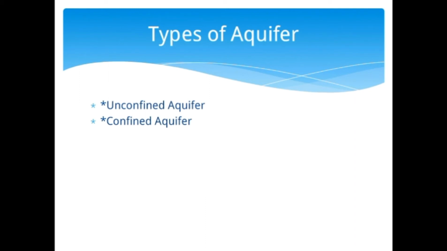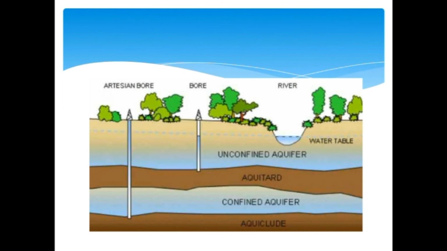So, we have two types of aquifer, which are unconfined aquifer and confined aquifer. An unconfined aquifer is an aquifer that is connected to the surface and thus its upper surface can rise and fall. While a confined aquifer is an aquifer bounded above and below by impermeable beds or layers. As you can see here in the picture, the unconfined aquifer is really open. It has the same location as the water table. While the confined aquifer is surrounded above and below by impermeable layers, which are aquitard and aquiclude.